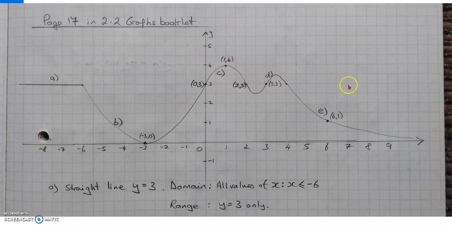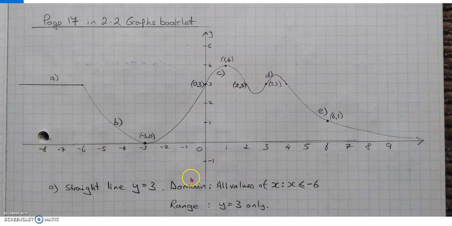Now I've made a quick sketch of the skateboard park, as you can see. The first one we're going to look at is this line here. This is a horizontal line, but it stops there. So this is a straight line, and it has the equation y equals 3. It goes all the way along through 3 on the y-axis. It's a horizontal straight line.